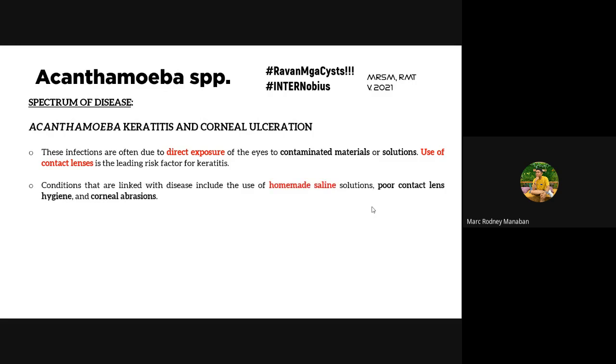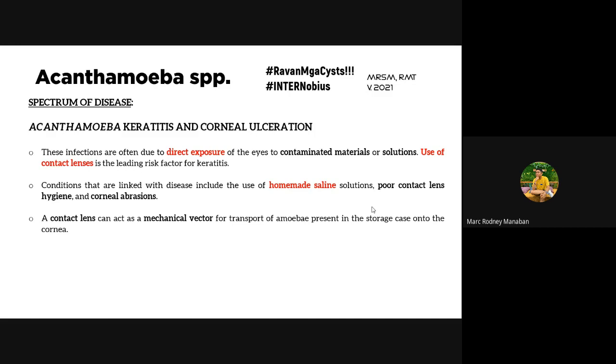Okay. Now, how do contact lenses, or where does it come from? It's again contaminated saline. Homemade saline contaminated with the amoeba, where you soak your contact lens, or again, poor hygiene with the contact lens, or there are abrasions or ulcerations in your cornea. So trauma is possible, but the main method is through the use of contact lenses. So the contact lens acts as a mechanical vector, because it assists in the transport of the amoeba from the container of your contact lens to the eyes.